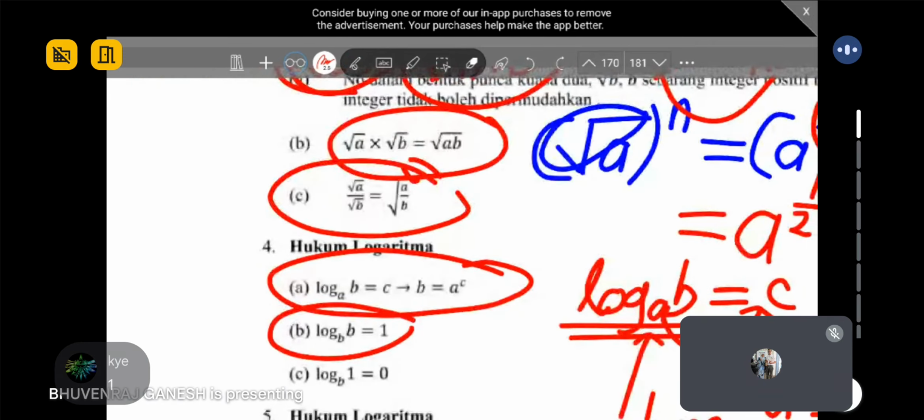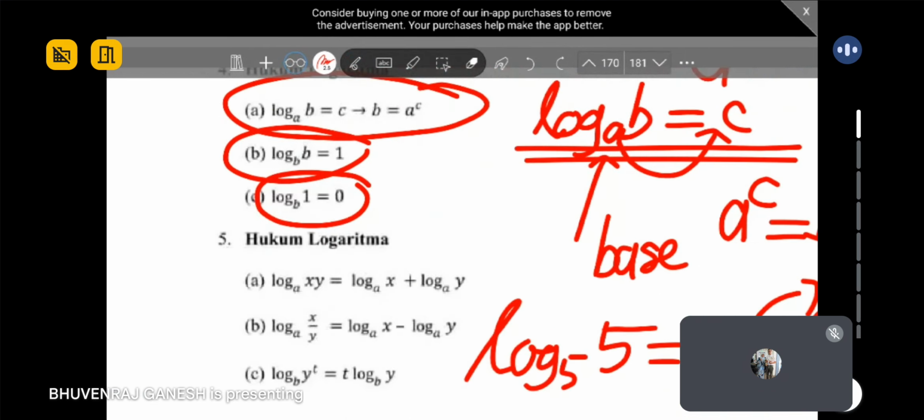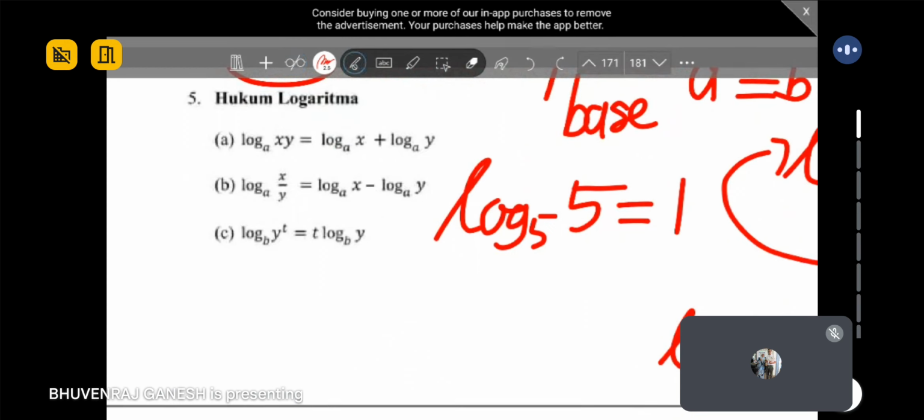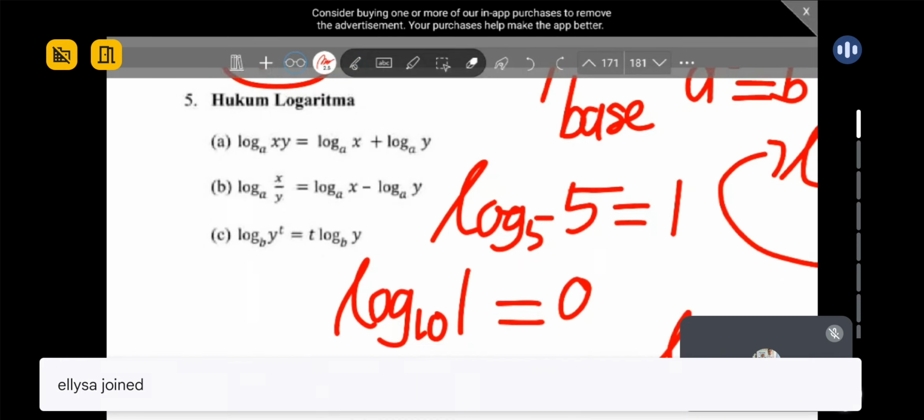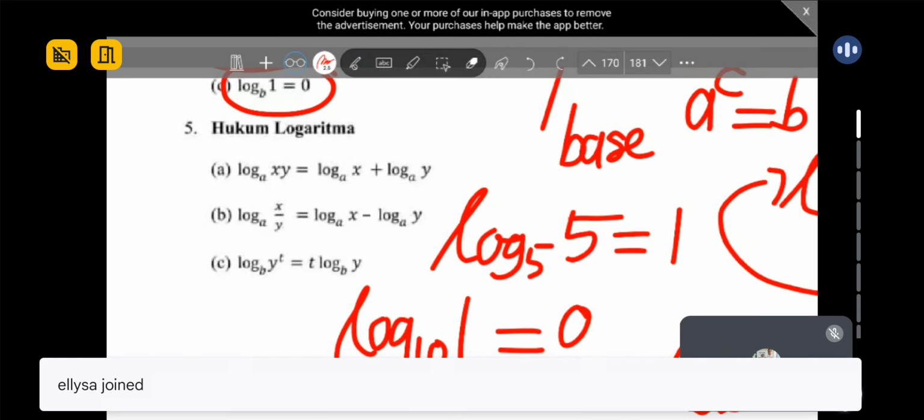So the other one, log B of 1 is equal to 0. This is another important one. You must memorize. Whatever the base, tak kira apa-apa asas dia, kalau kamu nampak 1 kat sini, jawapan dia automatically kosong. Your answer is confirm 0 already, no matter what your base is. So log 10 of 1, for example, is 0.